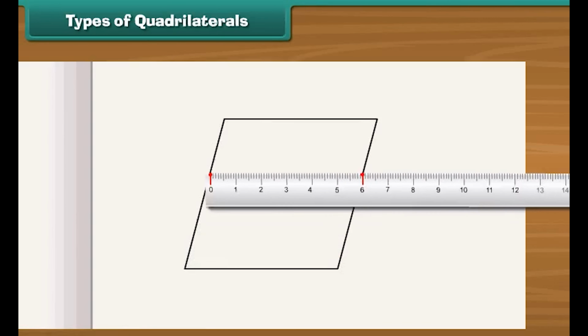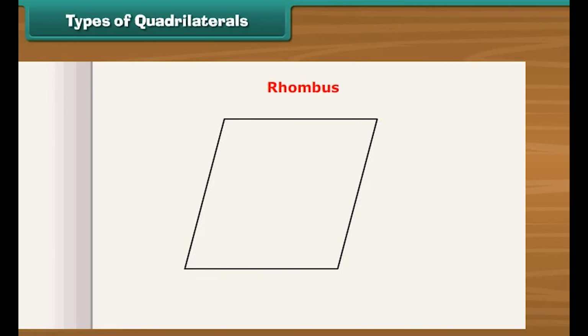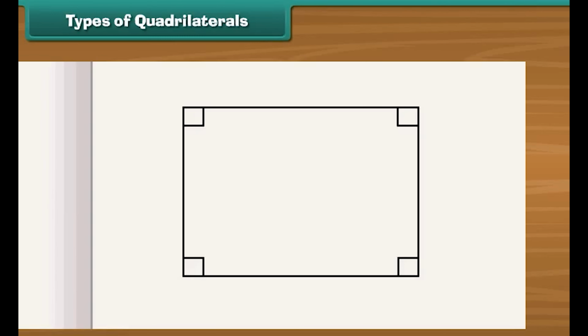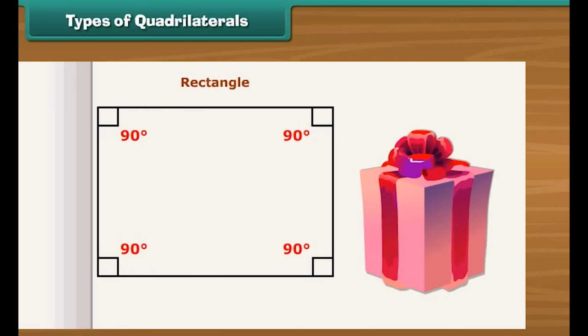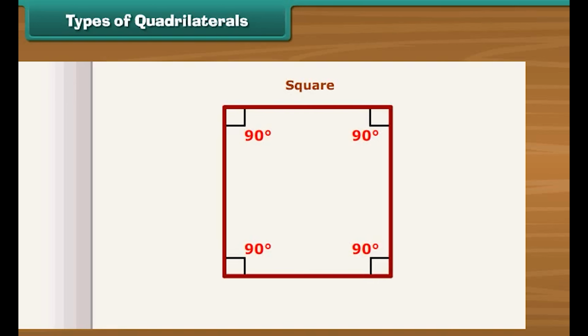A parallelogram in which all four sides have the same length is called a rhombus. Look at this painting. This is a rhombus. A parallelogram in which all angles are right angles, that is 90 degrees, is called a rectangle. For example, this gift pack is a rectangle. A square is a parallelogram in which all angles are right angles and all sides have same length.